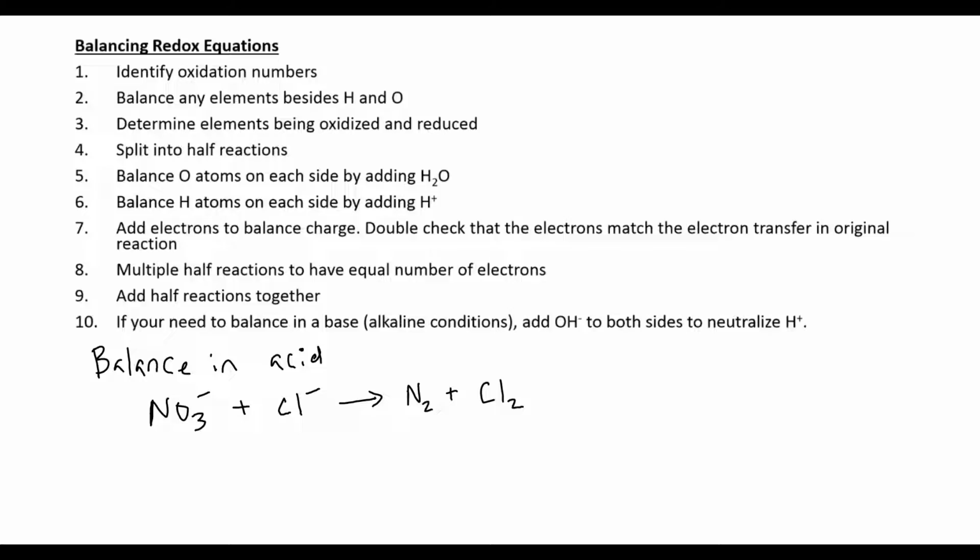For each of these, we should start with step 1, which tells us to identify the oxidation number for each element in our reaction. So we'll look at our reaction here and identify oxidation numbers. Some of them are pretty easy. For example, in N2, each nitrogen has an oxidation number of 0, and in Cl2, each chlorine also has an oxidation number of 0. On the reactant side, Cl- is pretty straightforward, where each chloride has a charge of -1.